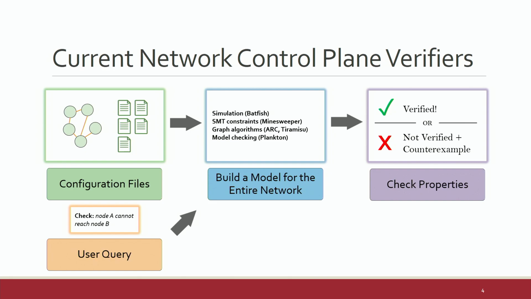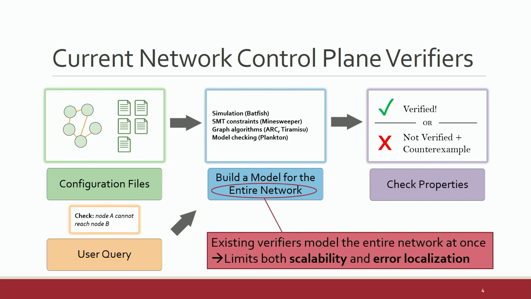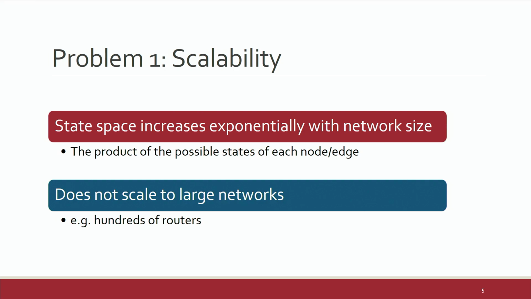However, a major problem with existing tools is that when they build the model, they model the entire network at once, and this leads to two problems: scalability and the ability to localize errors. So the first problem is scalability. When modeling the whole BGP network, you have to consider the various possible combinations of prefixes and attributes at all the various locations in the network, and that can be very difficult when dealing with networks that are very large, potentially with hundreds of routers.